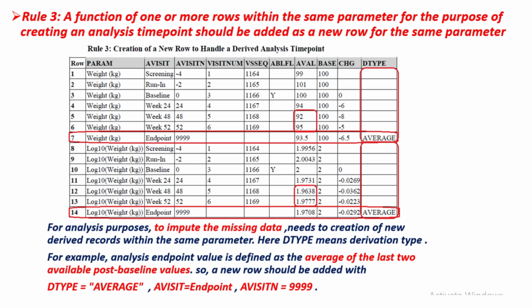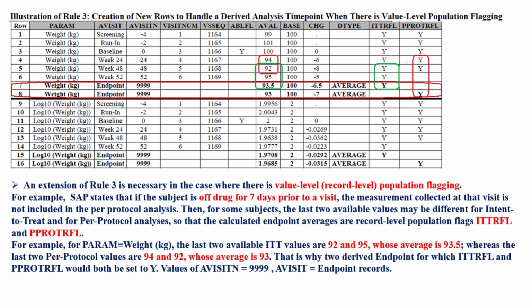DTYPE means derivation type. For example, analysis endpoint value is defined as the average of the last 2 available post-baseline values. So, a new row should be added with DTYPE, that is, derivation type, equals AVERAGE, analysis visit equals ENDPOINT, analysis visit N equals 9999. An extension of Rule 3 is necessary in the case where there is value level, record level, population flagging.